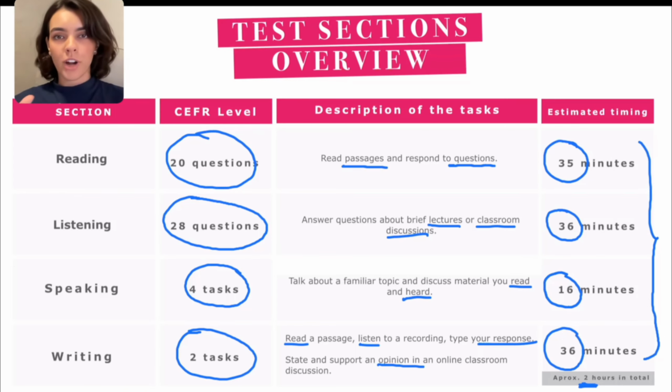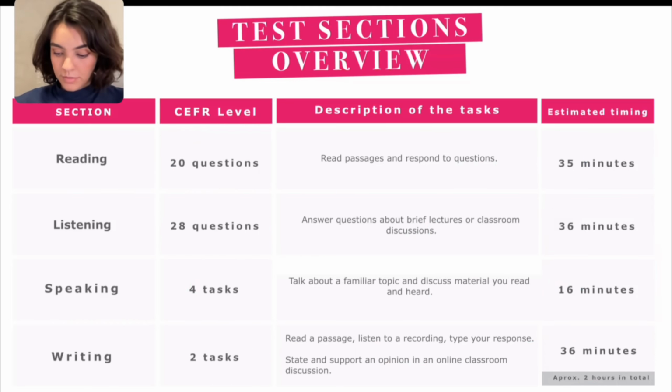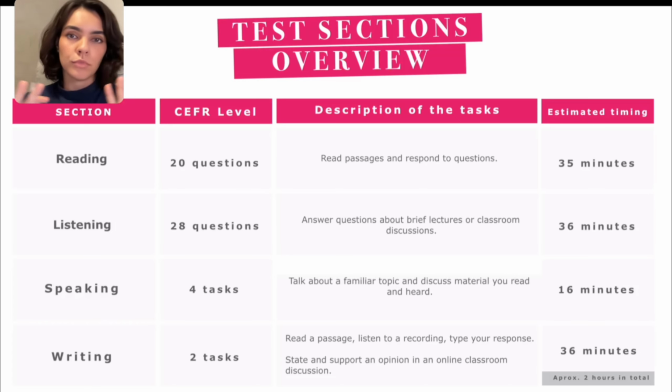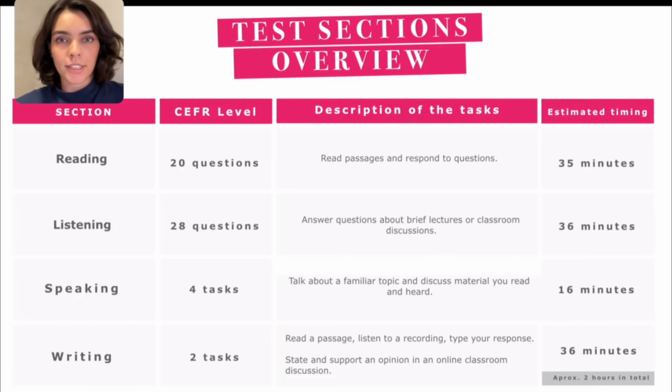Just to refresh our memories about the sections of the test. This is very important. This table here is essential for you to know how to study, and for you to know what is expected from you in this test.